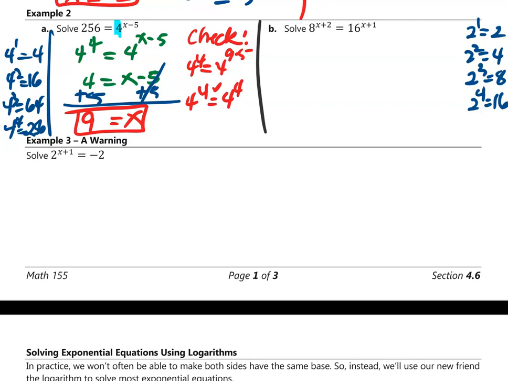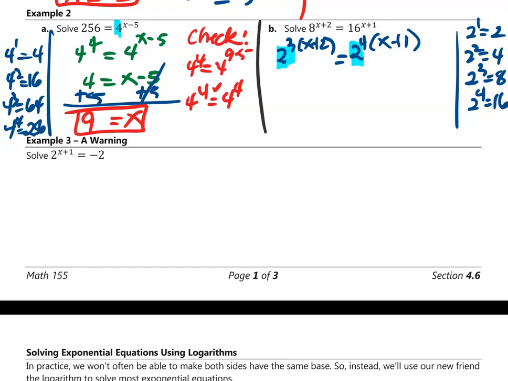So we can rewrite 8 as 2 cubed, and you have a power of x plus 2. So that is times x plus 2 equals 16, which is 2 to the 4th, and you have a power of x plus 1. So this is times x plus 1. Okay, now they have the same base of 2, so we can use their exponents.